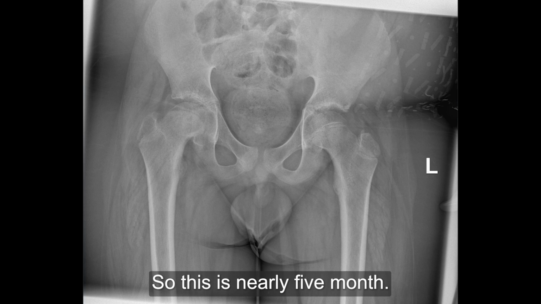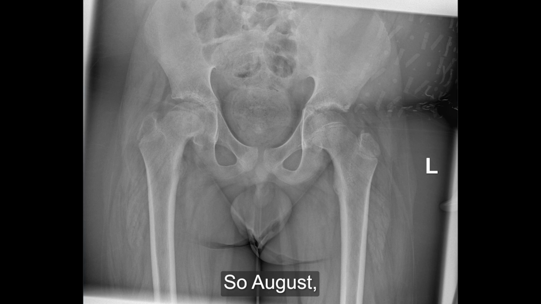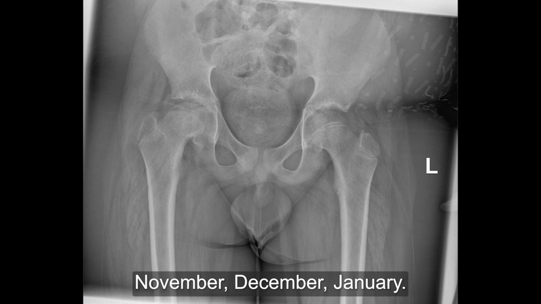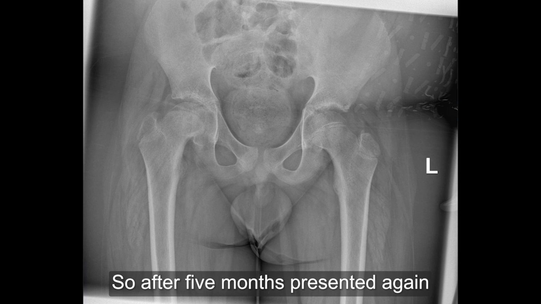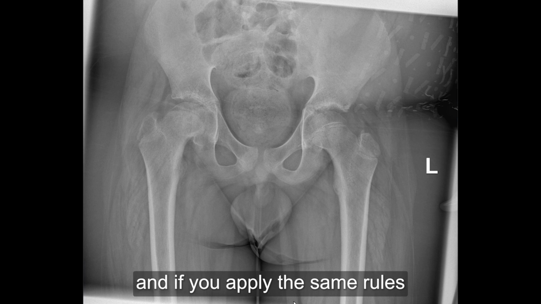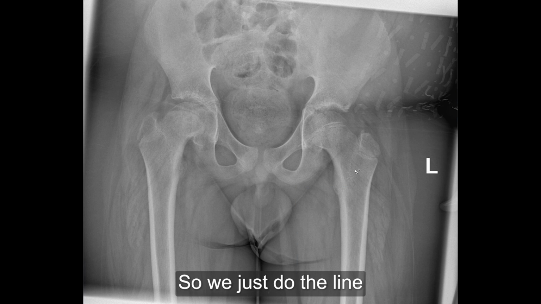So this is nearly 5 months. So August, September, October, November, December, January. So after 5 months, presented again. And if you apply the same rules on the other side and this side, so let's do the line.